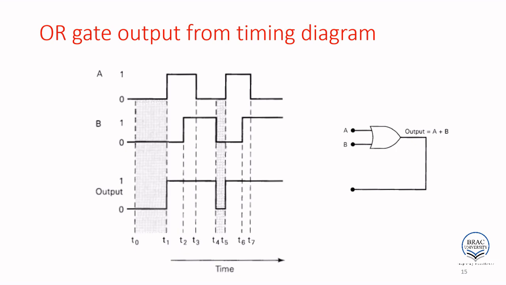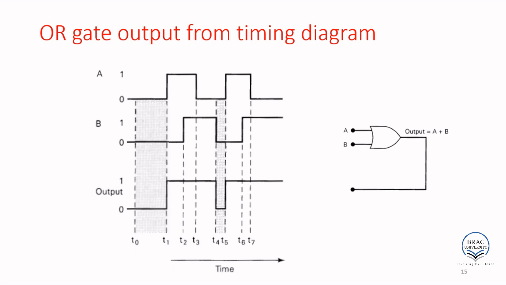OR gate output from timing diagram. Consider you have an OR gate something like this. You have two inputs A and B, and the output is A or B. You have the waveform of input A something like this, and the waveform of input B something like this. You need to determine this output. What will be the output?